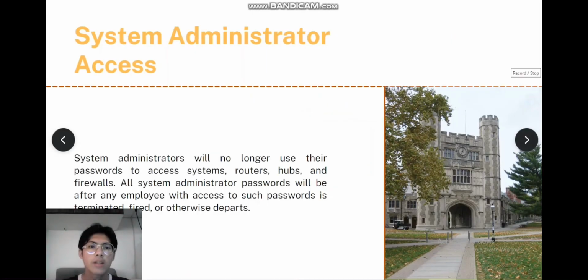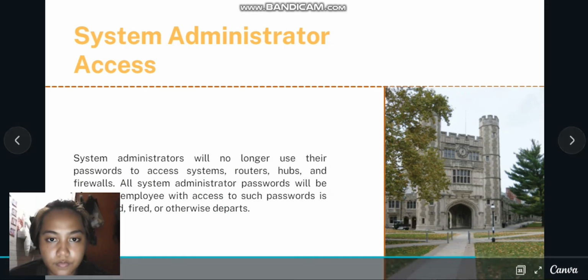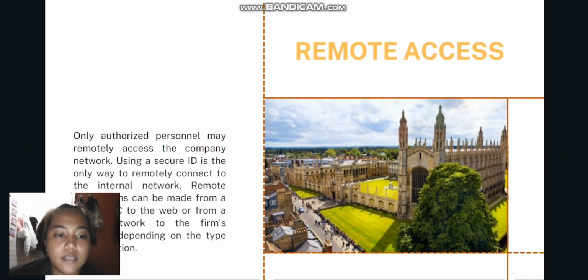System administrator access. System administrators will no longer use their passwords to access systems, routers, hubs, and firewalls. All system administrator passwords will be changed after any employee with access to such passwords is terminated, fired, or otherwise departs. Now for remote access, only authorized personnel may remotely access the company network. Using a secure ID is the only way to remotely connect to the internal network.